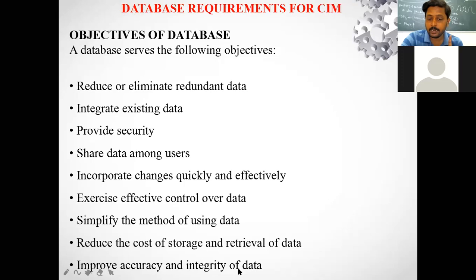Improve accuracy and integrity of data. Accuracy is very important. Integrity means no false data should be stored in the database. In some cases, suppose some person intentionally or non-intentionally shares or stores incorrect data in the database. What will happen next time, whenever we want that data, and we collect that data and use it in our manufacturing process or anywhere in the industry? What will happen? Errors will be created. So this will ultimately harm the production process.